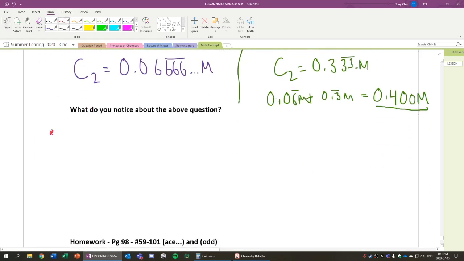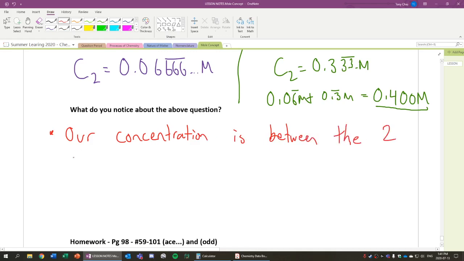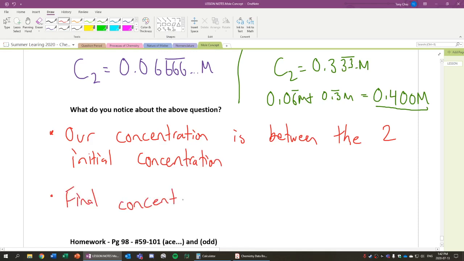We notice that our concentration is between the two initial concentrations. But our final concentration is closer to the one that has a higher volume.